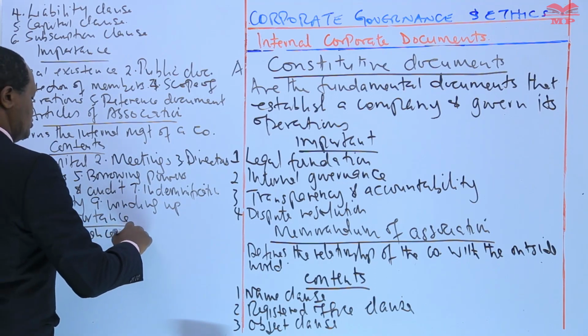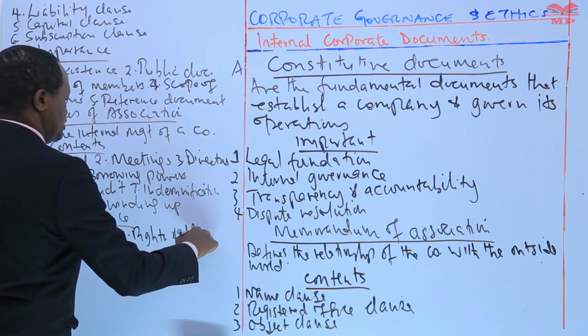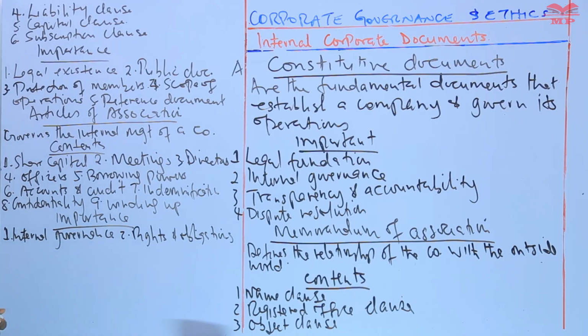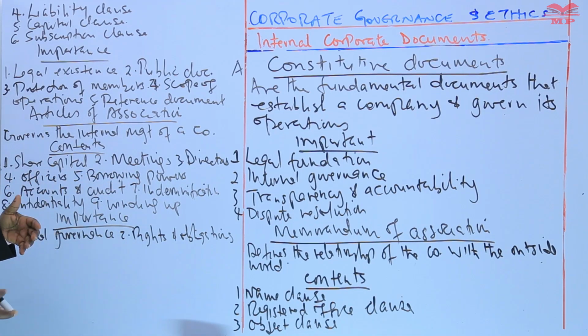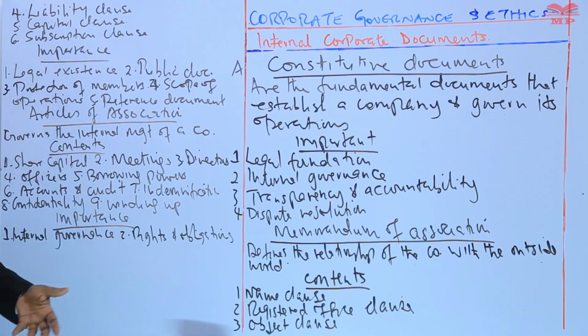Two, rights and obligations. This document defines the rights and obligations of the members, the directors, the officers, the rights and obligations of the auditors, the accountants, and any other officer of the company. And that promotes transparency and accountability.